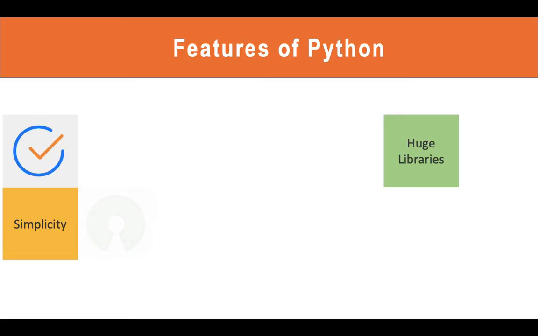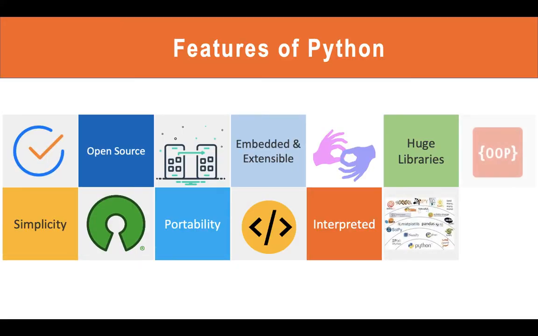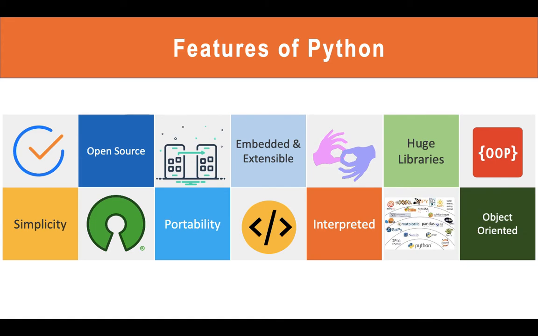Okay, so we'll see some features of Python right now. Okay, understanding all the things over there. All right, so Python provides all these features. What you can see: simplicity, open source, portability, embeddable and extensible, interpreted, which I just discussed above. Then libraries are there, and then object oriented things.